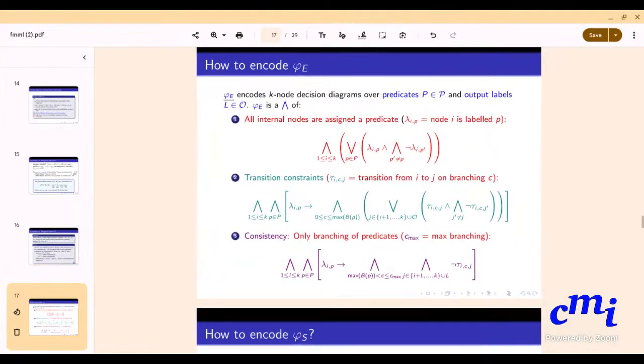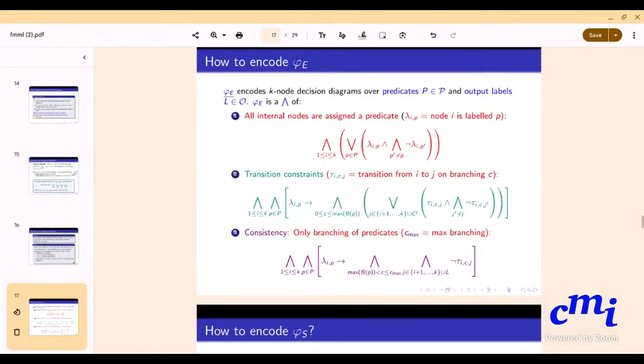Now I want to understand how to encode E as a Boolean formula, satisfying the problem. So I denote K node decision diagrams over the predicates I have and the output labels. And it's a conjunction of three things. Firstly, all internal nodes are assigned a predicate. I denote by lambda IP that node I is labeled P. And the first constraint says that for every node in 1 to K, it has at least one label.